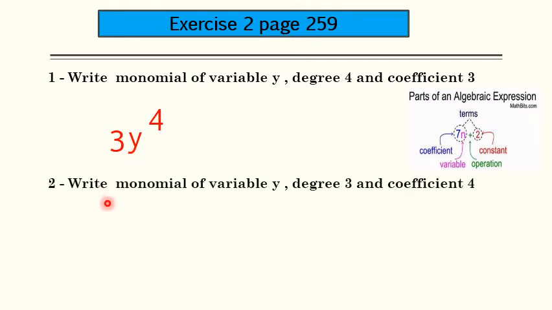Next one, write a monomial of variable y, degree 3 and coefficient 4. The variable is y, degree 3, so it's cubed or to the power 3, and coefficient 4, the coefficient is the number multiplied by the variable. So in all, it's 4y cubed or 4y to the power 3.